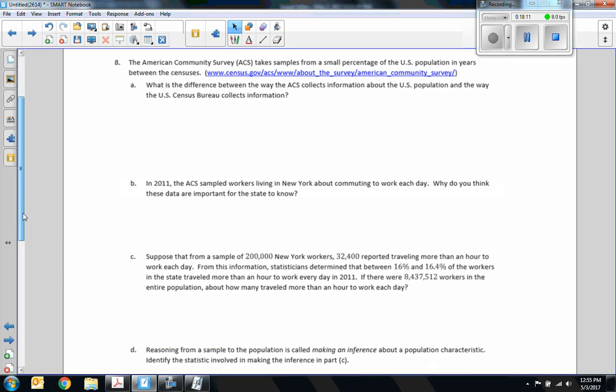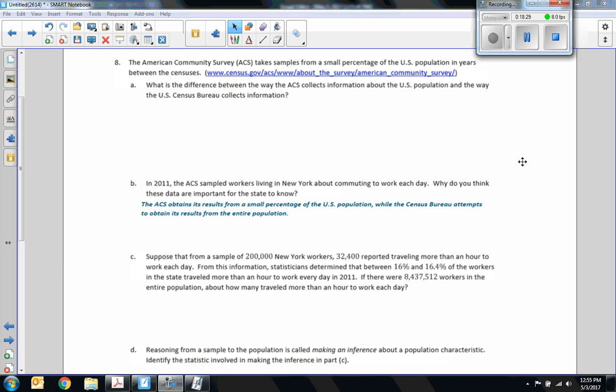Okay, number 8. The American Community Survey, ACS, takes samples from a small percentage of the U.S. population in years between the censuses. There's a website for it. What is the difference between the way the ACS collects information about the U.S. population and the way the U.S. Census Bureau does? Okay, and looking that up, it says the ACS obtains its results from a small percentage of the U.S. population, while the Census Bureau attempts to obtain its results from the entire population.